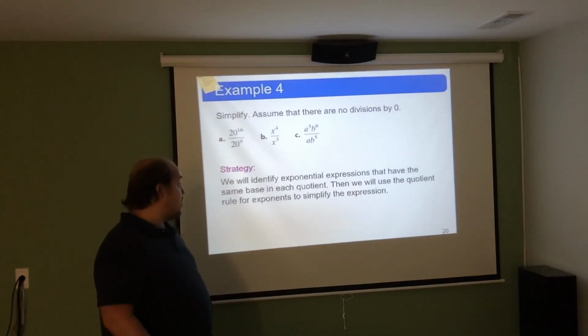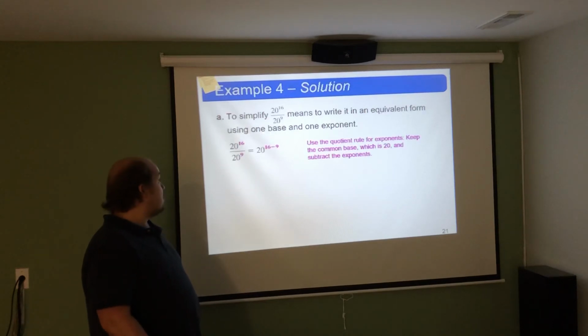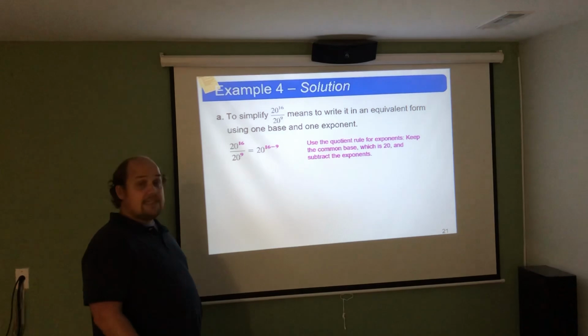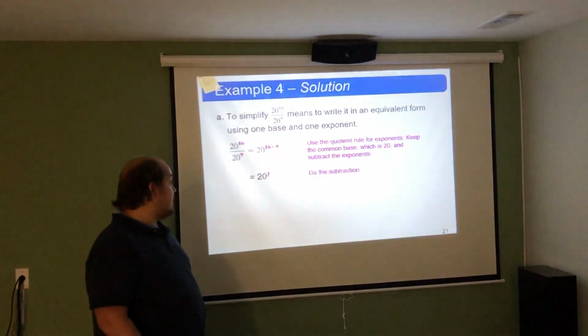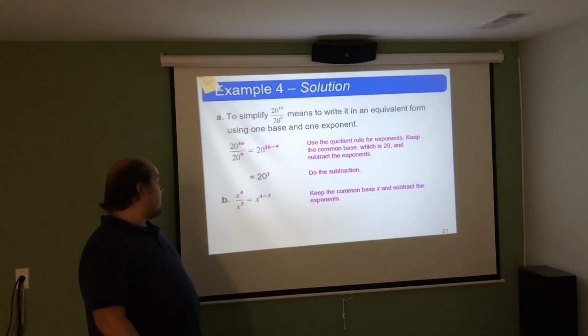Step by step, we're going to look through how each of these occur. So 20 to the 16th over 20 to the 9th becomes 20 to the 16 minus 9, or 20 to the 7th. X to the 4th over x to the 3rd becomes x to the 4 minus 3, or just x.